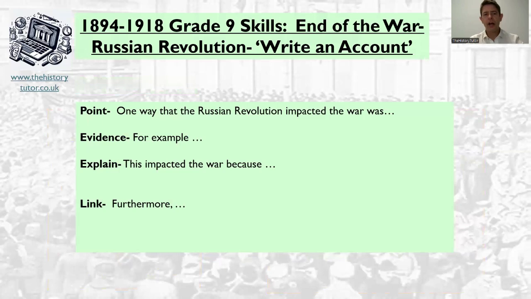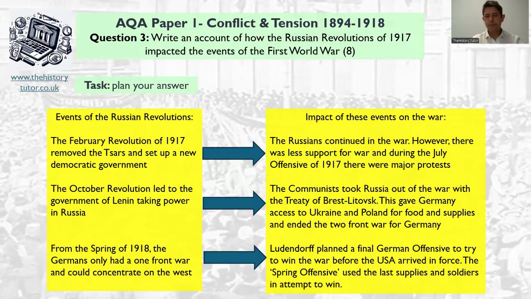So onwards to an answer then. So we write in this P style still. So one way that Russian Revolution impacted the war was, we give our argument, we give an example. So for example, we pick an event from the Russian Revolution, we explain this impacted the war because, and then we try and do a further idea. So hopefully you've got your plans. So now use your plans to come up with your idea.